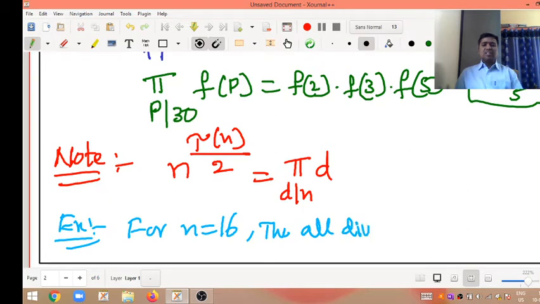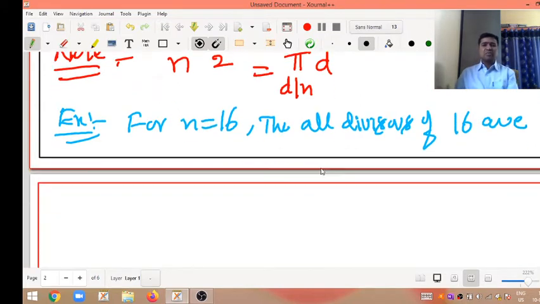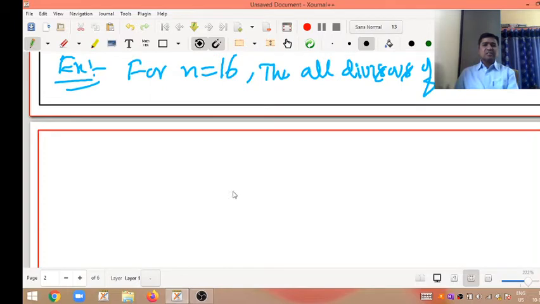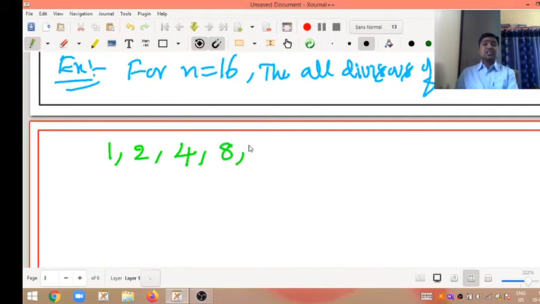What are the divisors of 16, my dear friends? Come on, tell me the divisors of 16. 1 is a divisor of 16, 2 is a divisor of 16, 4 is a divisor of 16, 8 is a divisor of 16, 16 is a divisor of 16. In previous videos you saw how to find the divisors, you know that. So these are the divisors of 16, my dear friends.